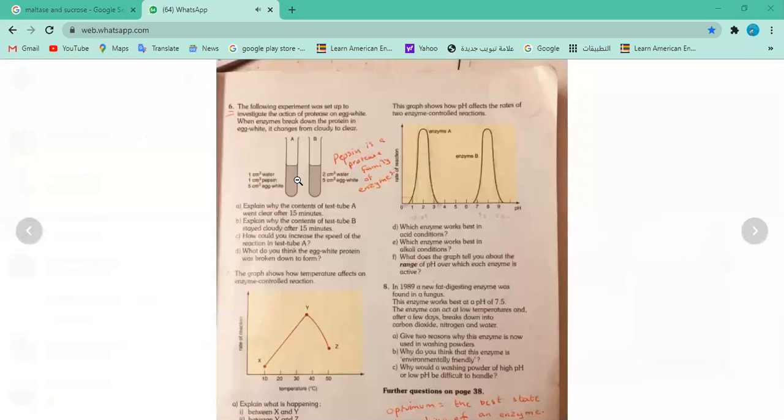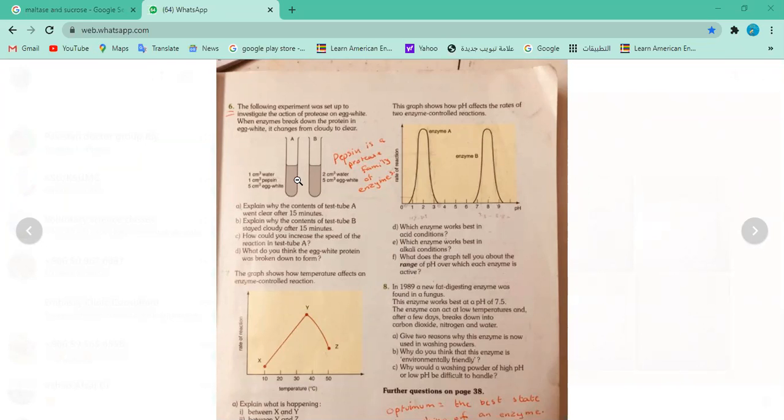Okay, part B. Now, who is going to explain part B? Rafi, would you like to explain part B? Okay. Explain why the content of test tube B stayed cloudy after 15 minutes. Test tube B didn't contain the enzyme pepsin, so the egg white protein was not broken down and the content stayed cloudy. Yes, that's true. Excellent, Rafi.